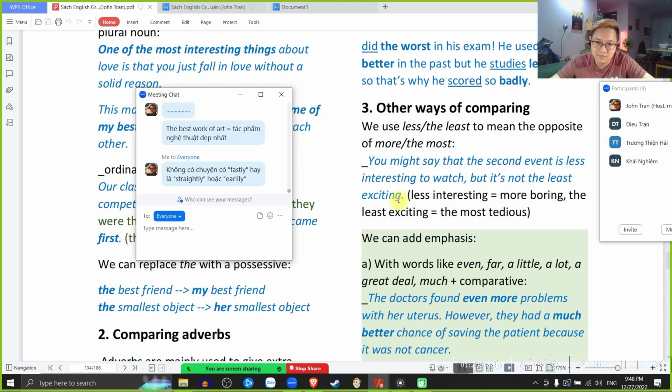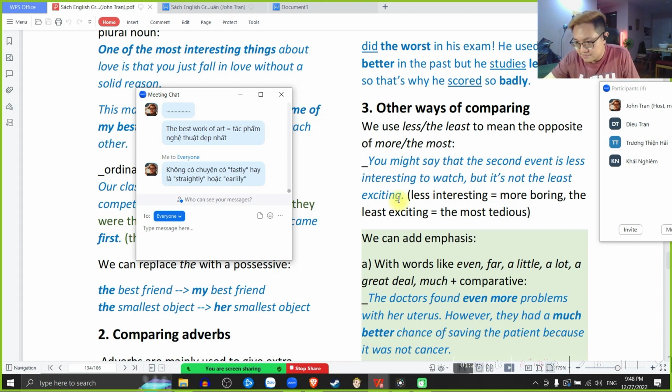The least exciting. Less interesting. Interesting. Cái từ này lúc nào cũng là những âm đầu á. Interesting là âm. Less interesting equal more boring. The least exciting equal the most tedious.